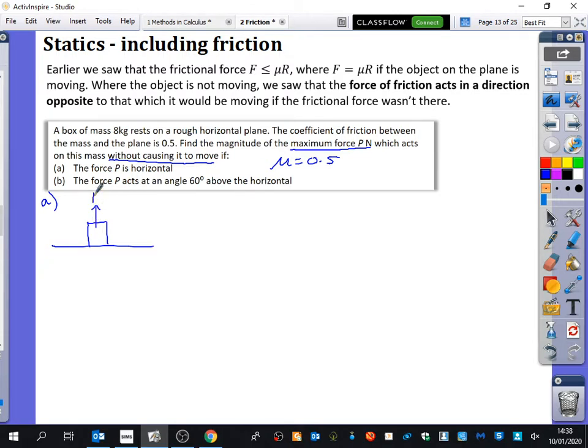So we're going to have our normal reaction and our 8g. Someone's pushing it with a force P, and we want them to be pushing it as hard as possible, but it's not allowed to move. I'm saying as hard as possible because we want maximum, and I'm saying it's not allowed to move because it says what's the maximum force without causing it to move. So how would we describe this scenario, without causing it to move, but still pushing it as much as possible? Good, so it's going to be in limiting equilibrium.